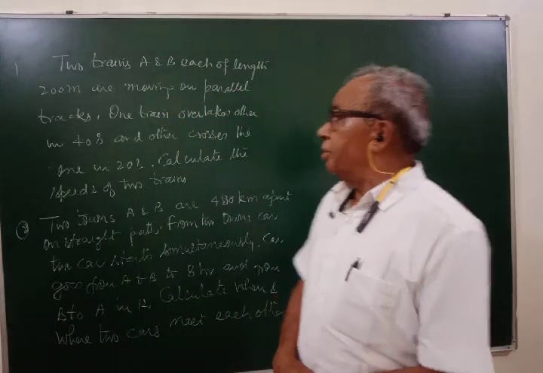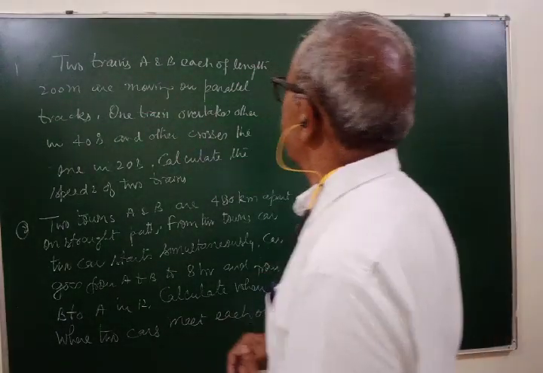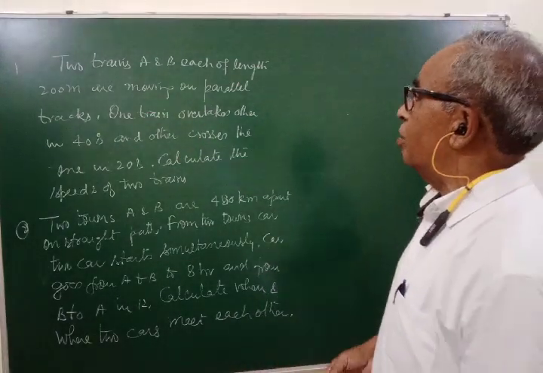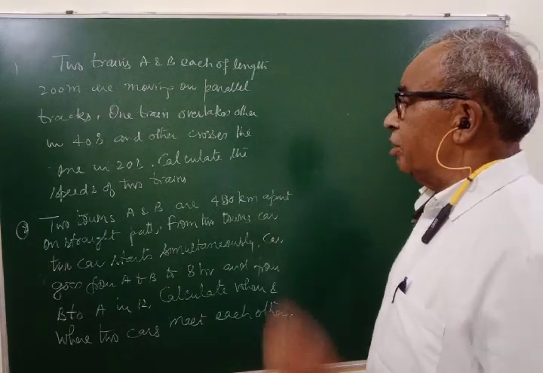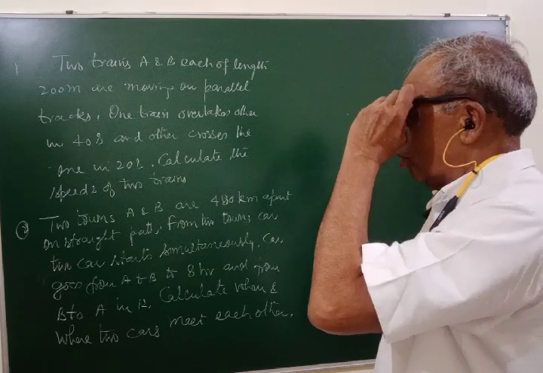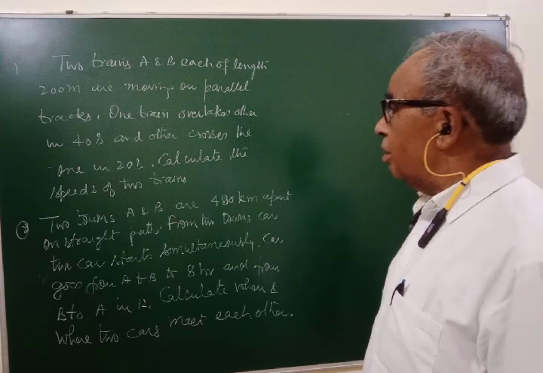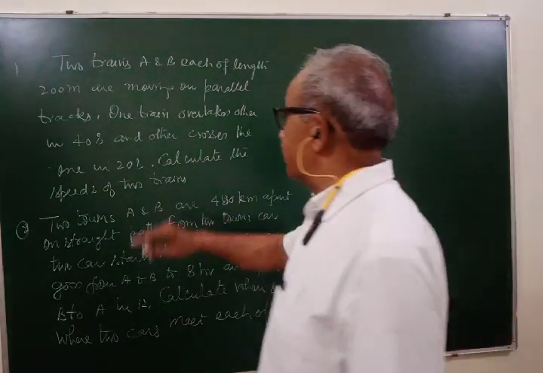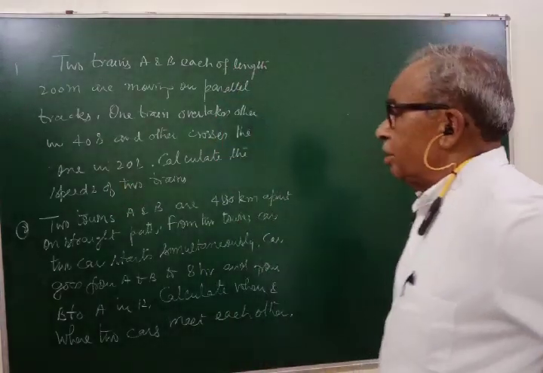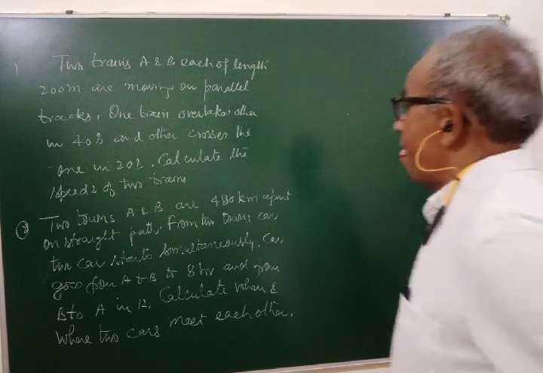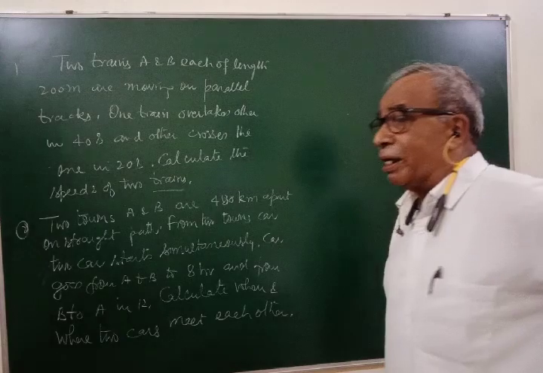Yes, friend, here there are two questions on the board. One: two trains A and B, each of length 200 meter, are moving on parallel tracks. One train overtakes the other in 40 seconds and the other crosses the one in 20 seconds. Calculate the speed of the two trains.